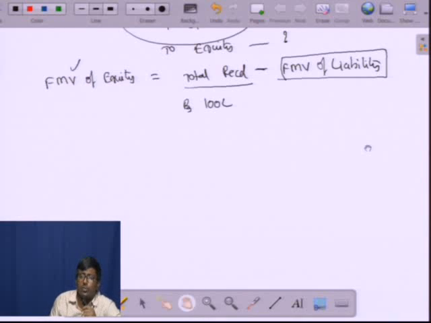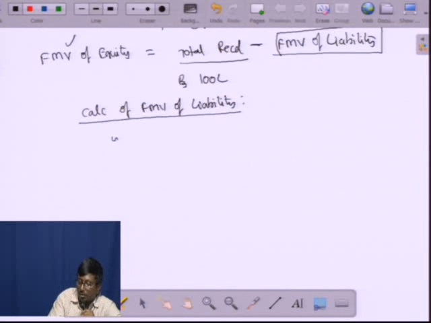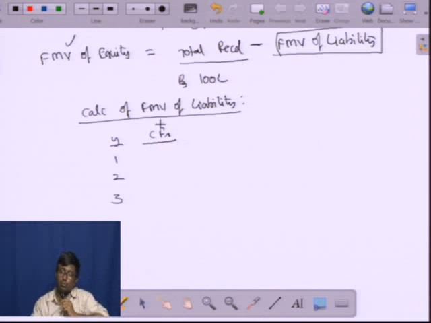You can find out fair market value using present value considerations. Fair market value of liability, I would like to do the calculation. Year 1, 2, 3. Cash flows because of the contract. First year, how much am I supposed to pay? Am I supposed to pay interest or not? During these 3 years, you have to pay interest.